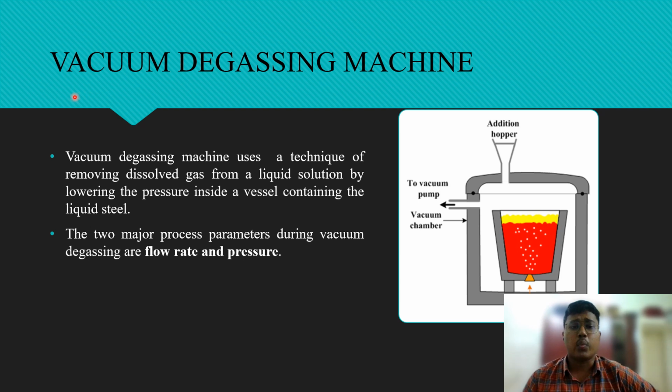The next stage is the vacuum degassing. Here, the vacuum degassing machine uses a unique technique of removing dissolved gas from a solid solution by lowering the pressure inside a vessel containing the liquid steel. It is typically a vacuum chamber where the air inside the chamber is pumped out. Here also, a pipeline to produce the argon air is present for the refining of the liquid steel. The two major process parameters followed here are the flow rate of the liquid and the pressure maintained inside the chamber.